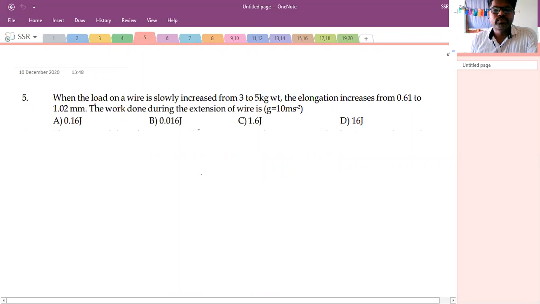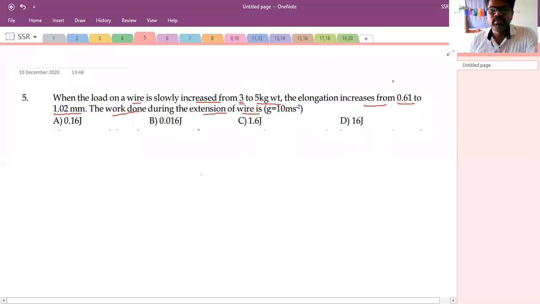Next, question number 5. When a load on a wire is slowly increased from 3 kg weight to 5 kg weight, the elongation increases from 0.61 millimeter to 1.02 millimeter. The work done during the extension of the wire is?